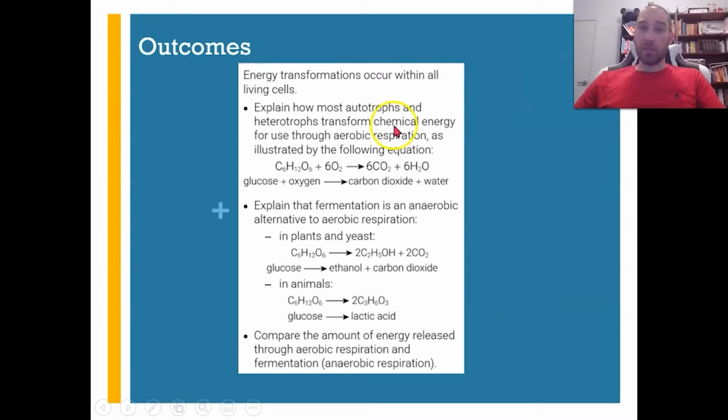So science understands we're going to go through. Energy transformations occur within all living cells. Explain how most autotrophs and heterotrophs transform chemical energy through aerobic respiration, illustrated by this equation. So glucose plus oxygen goes to carbon dioxide and water. Explain that fermentation is an anaerobic alternative to aerobic respiration. So in plants and yeast, glucose is turned into ethanol and carbon dioxide, and in animals, glucose is turned into lactic acid. And you need to be able to compare the amount of energy released through aerobic and anaerobic respiration.